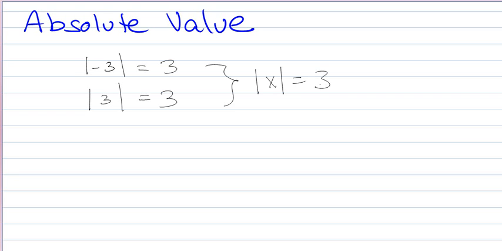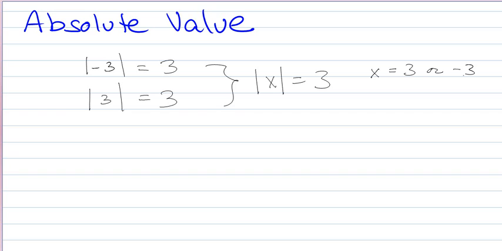All right, so let's talk about absolute value. If I asked you, what's the absolute value of negative 3? Hopefully you would say 3. Now, if I said, what's the absolute value of 3? I hope you would say 3. So if that's true, then if I asked you, if the absolute value of x is 3, then what is x? Hopefully you would say, well, since the absolute value of negative 3 is 3, and the absolute value of positive 3 is 3, then if the absolute value of x is 3, then x could be either 3 or negative 3. Does that make sense?